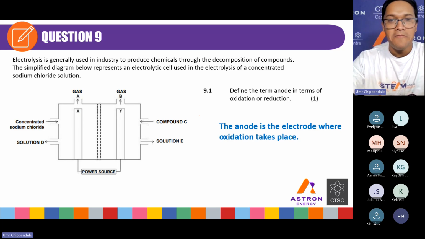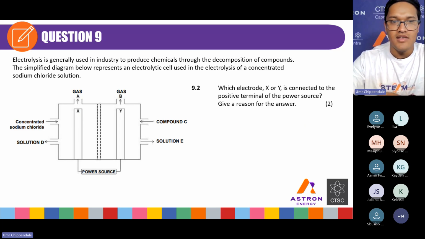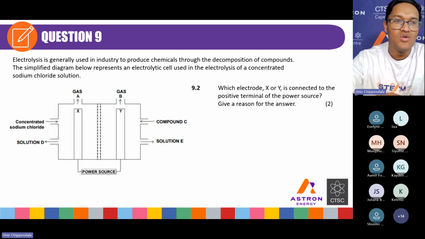It's true. 9.2. Which electrode, X or Y, is connected to the positive terminal of the power source? Give a reason for your answer. Now, they did not give us enough information to see what is the positive and negative section over here. So 9.2 is not going to be answered. Even though it was worth 2 marks, it was said that it should not be marked. So 9.2, skip that.